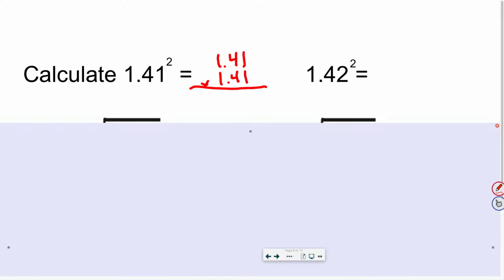Did anyone get a number for 1.41? I got 1.9881.